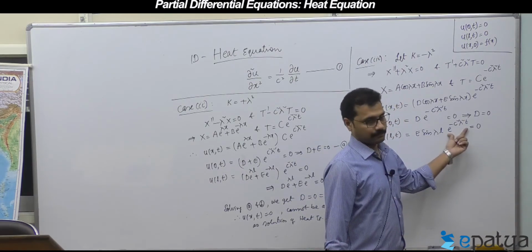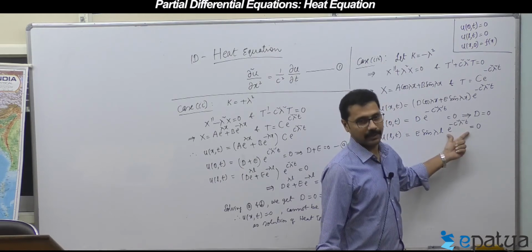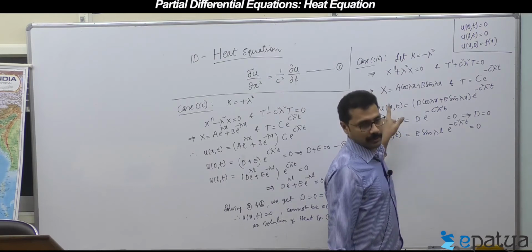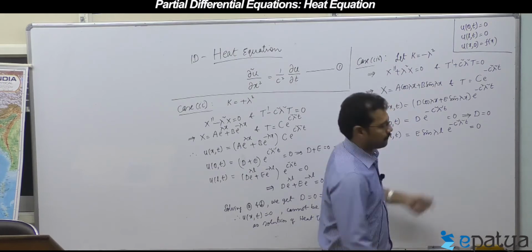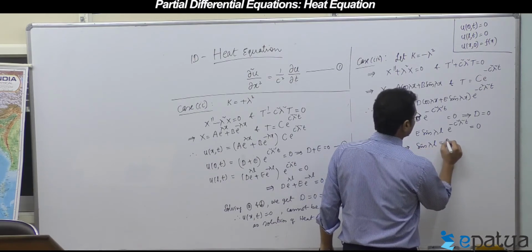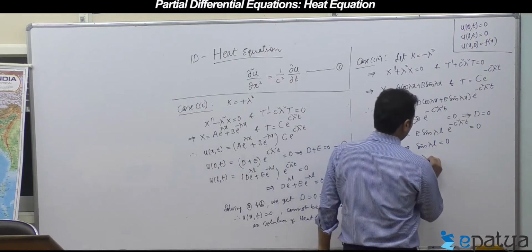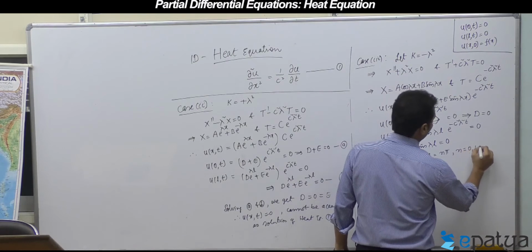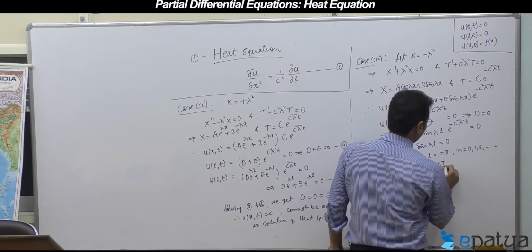Exponential cannot be 0, okay, unless t goes to infinity. But in our case, it's any time t, this has to happen. If e also is 0, then u becomes 0. But we have another case, sin lambda L can become equal to 0, okay. So we'll use the case which gives us the solution, because I'm trying to find the solution. This also implies lambda L equal to n pi, n running from 0, 1, 2, and so on. This gives me lambda equal to n pi by L again.